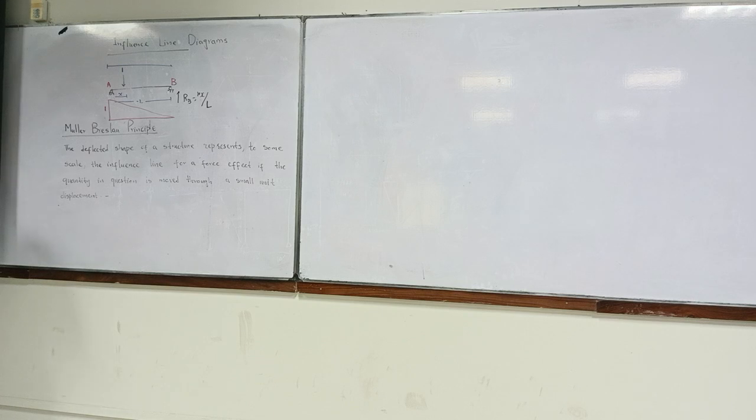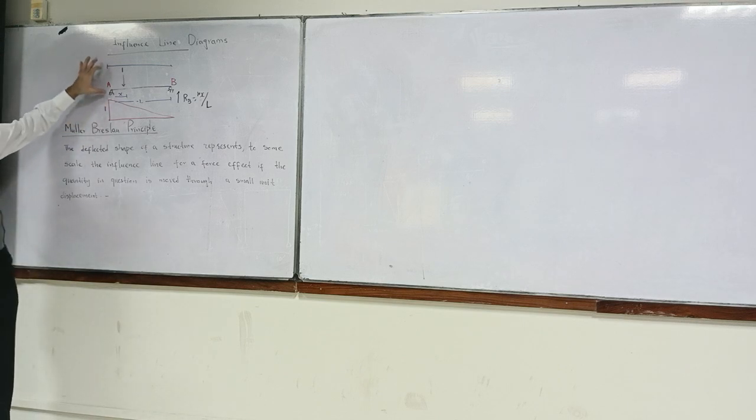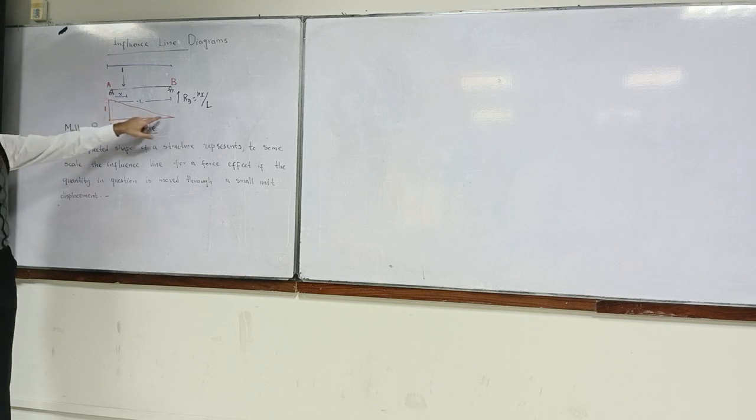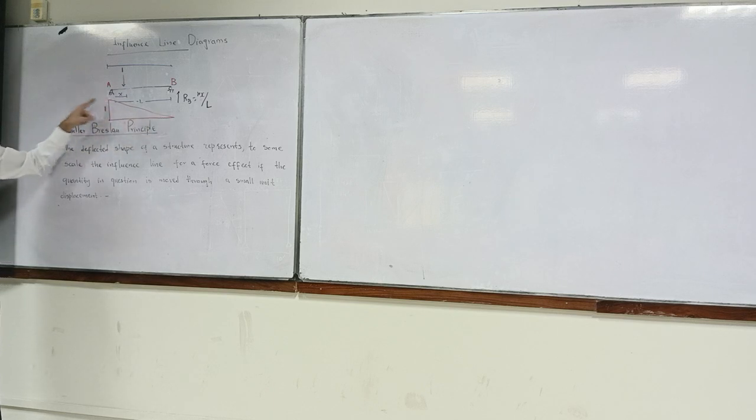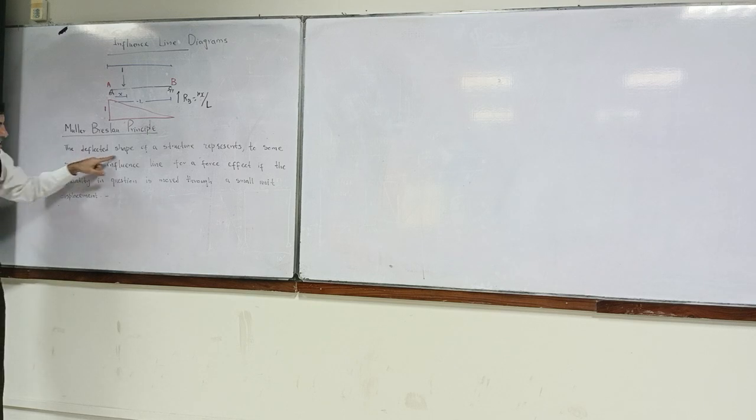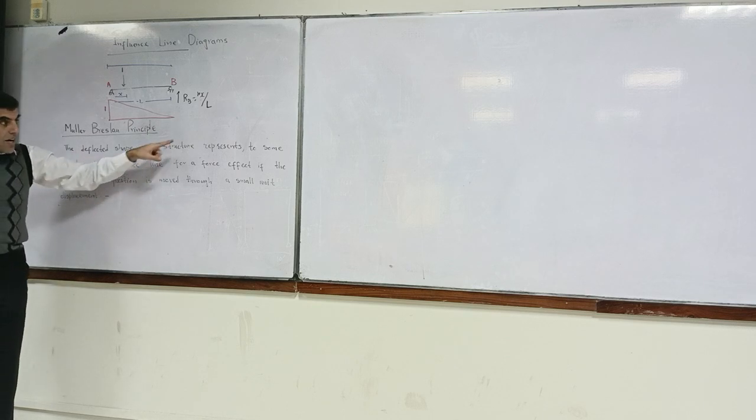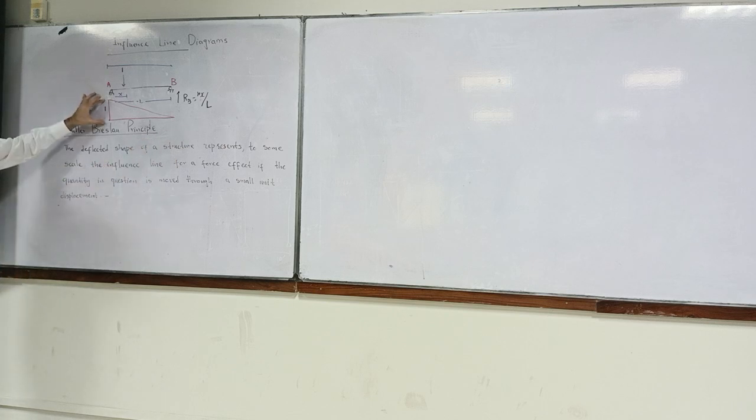We apply the unit displacement in the opposite direction of the one in which it is moving. So we move it in the opposite direction by a unit displacement. This is our unit displacement, and we will get the influence line. That deflected shape is actually the influence line. That's why he's saying the deflected shape of a structure represents, to some scale, this is our scale. We move it by unity.